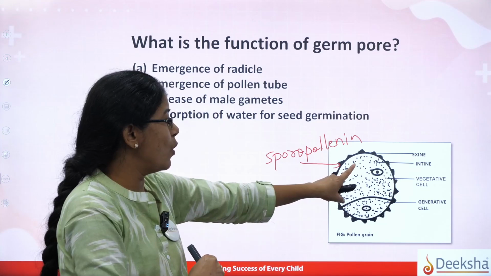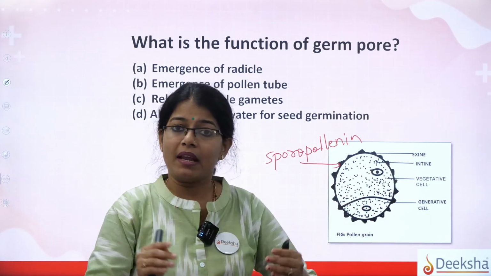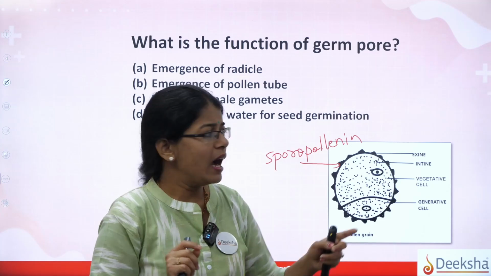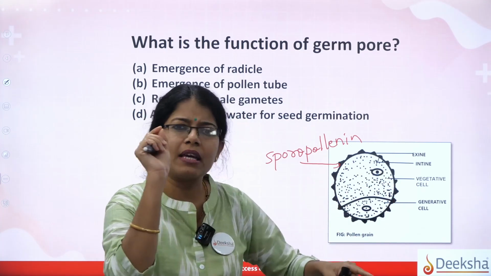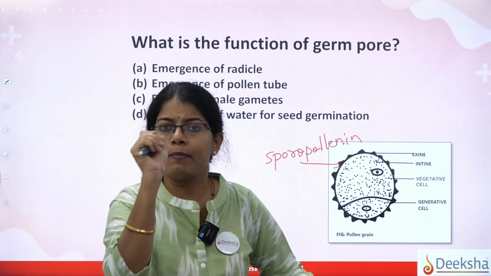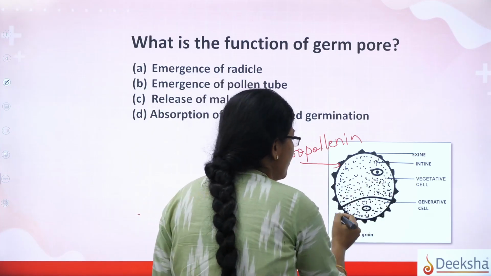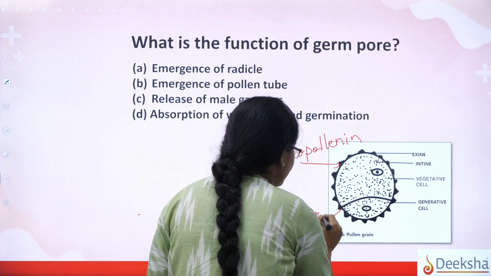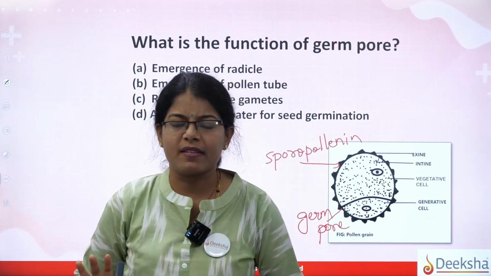Now let me tell you what is there apart from the exine. So as I said, on the exine there is some special deposition. What do we call that substance? Sporopollenin. Then there is a little gap. Sporopollenin is not present everywhere, there is a little gap. What do we call that gap? Germ pore. Correct? Germ pore means sporopollenin is absent, right?